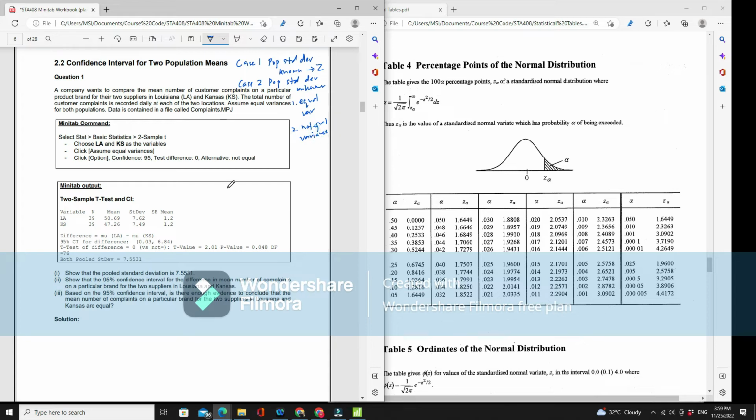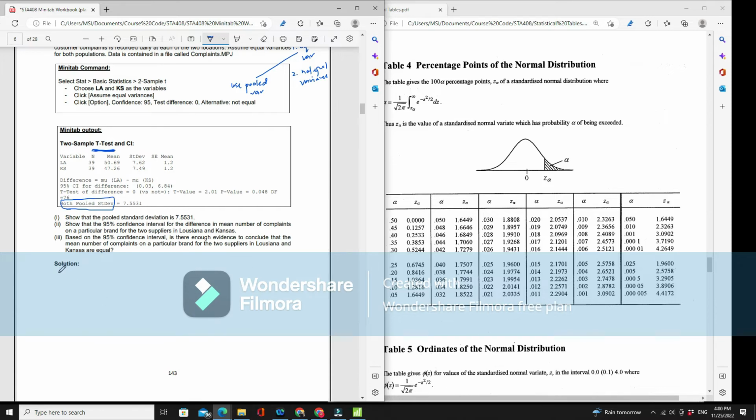So how to know whether the output is for case 1 or case 2? Either equal variance or not equal variance. This one first, here is a t-test. Therefore we know it is case 2. To decide whether equal variance or not, remember for equal variance we use pooled variance or pooled standard deviation. From this output, here we have pooled standard deviation. So in this case it is equal variance, right?